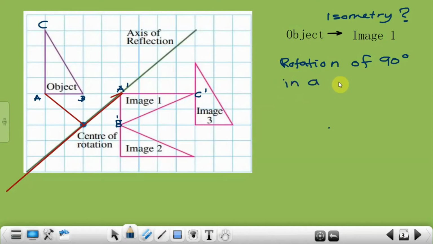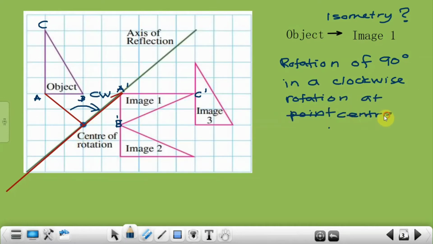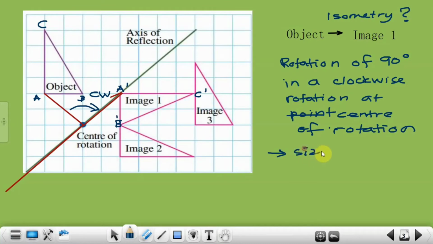Is it a 90 degree rotation clockwise or anti-clockwise? This one, clockwise. A clockwise rotation at the center of rotation. The size and shape are the same. So rotation is an isometry transformation.